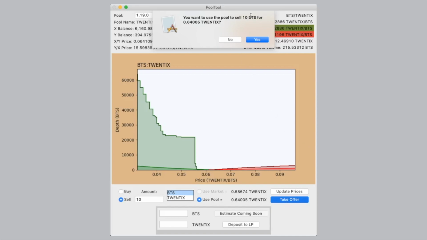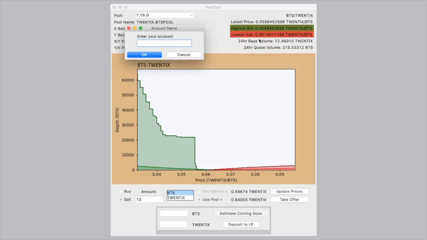In this case, we are using the liquidity pool to sell 10 BitShares for approximately 0.64005 twintics. Let's confirm. We will now have to enter our account name, and then we will have to provide the active key to make the trade. So let's click OK. I have my active key in my clipboard, so I just pasted it there.